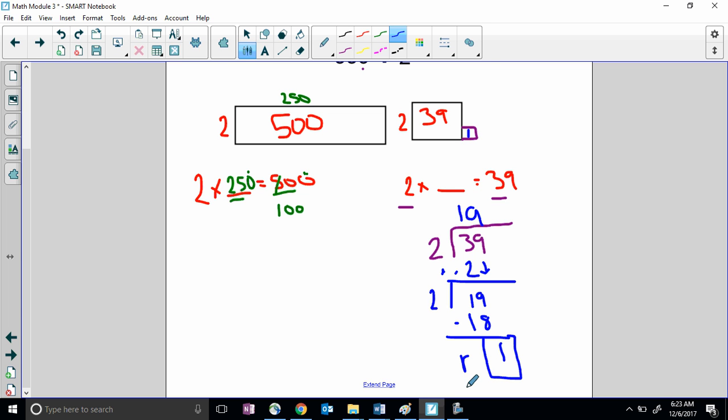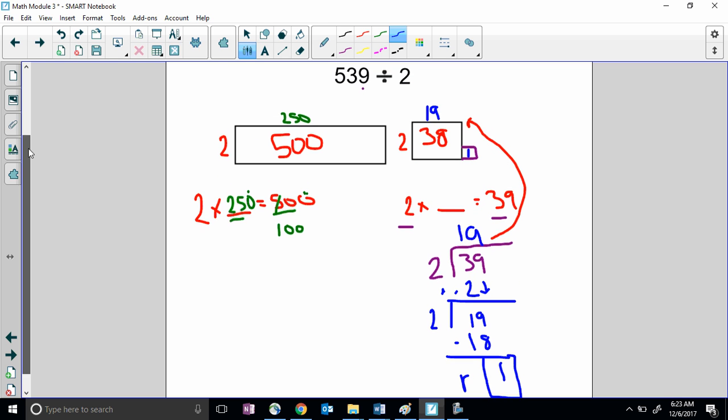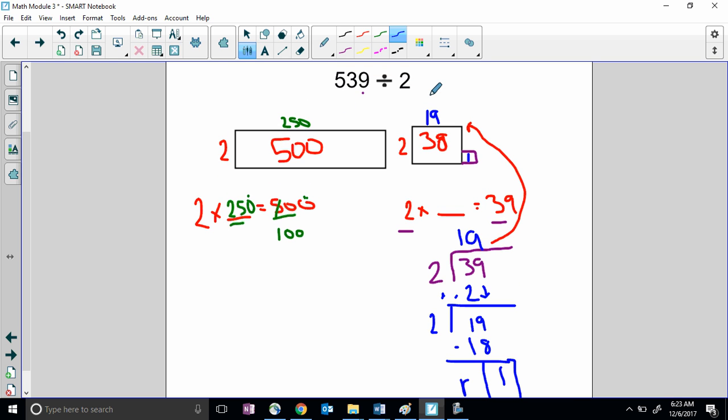It means I'm going to have a remainder of 1. Which means this box is no longer 39, it's 38, because I took 1 away and put it into this little remainder jail because that 39 wasn't going to work. But then I'm going to bring this 19, put it right here. Here's my 19.